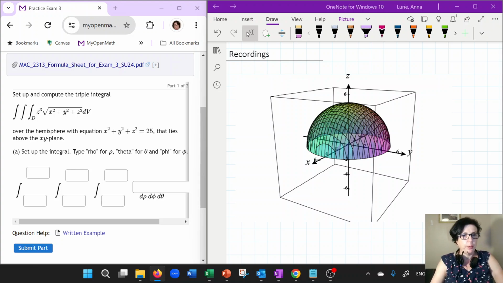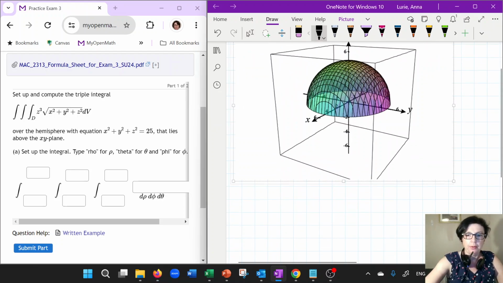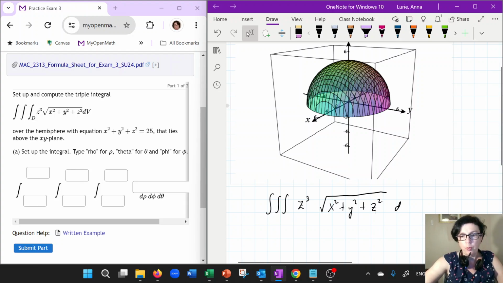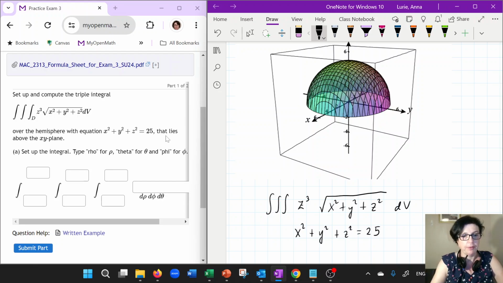Okay, guys, in this video, we are going to review spherical coordinates. In this example, we have a triple integral, and we are integrating z cubed multiplied by the square root of x squared plus y squared plus z squared over half of a sphere. The sphere has a radius of 5 because x squared plus y squared plus z squared equals 25, and 25 is 5 squared.